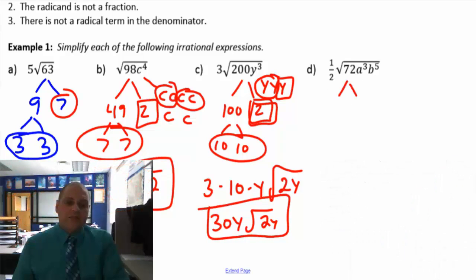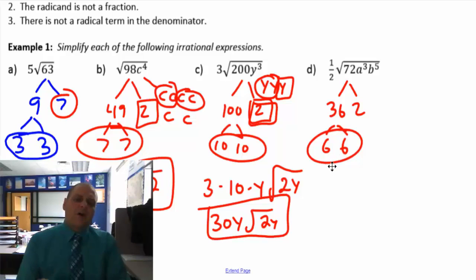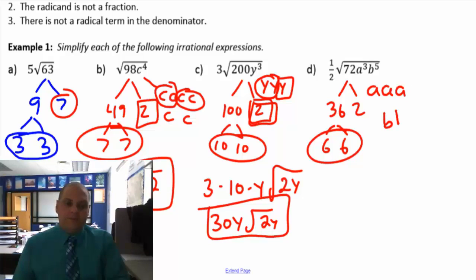All right, here I got 72. 36 times 2. 6 times 6. All right, there's my pair. I might as well stop because I can go down 3, 2, 3, 2. But again, it's going to be a pair of 2s, a pair of 3s. So no sense in doing that. This is A, and then I got B, B, B, B, B.